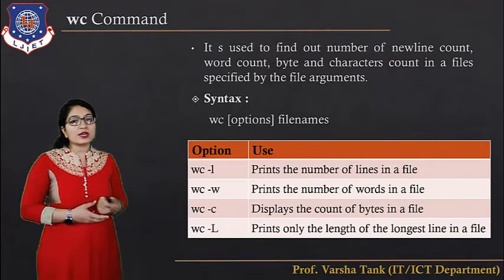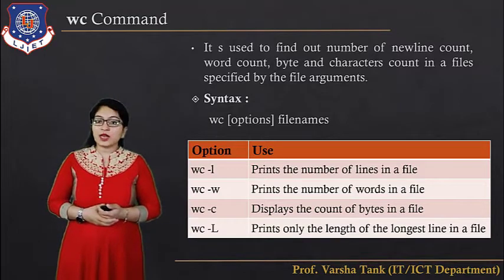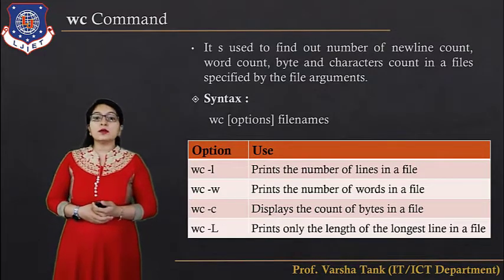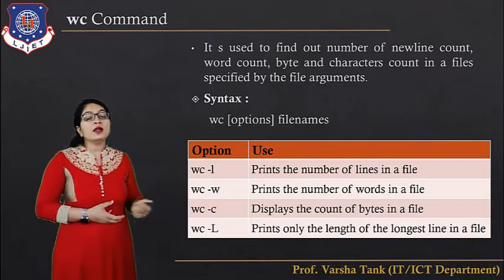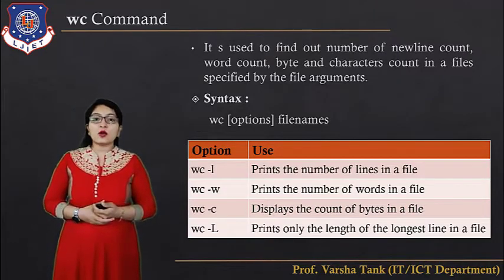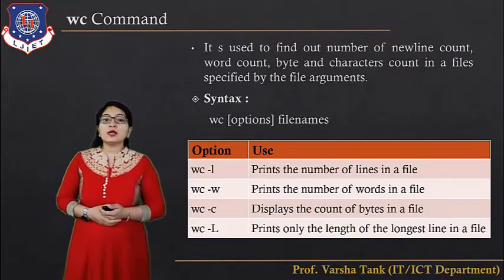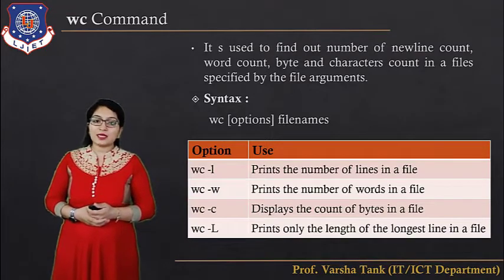wc -l prints the number of lines in the file, wc -w prints the number of words in the file, wc -c displays the count of the bytes in the file, and -L prints only the length of the longest line in the file.